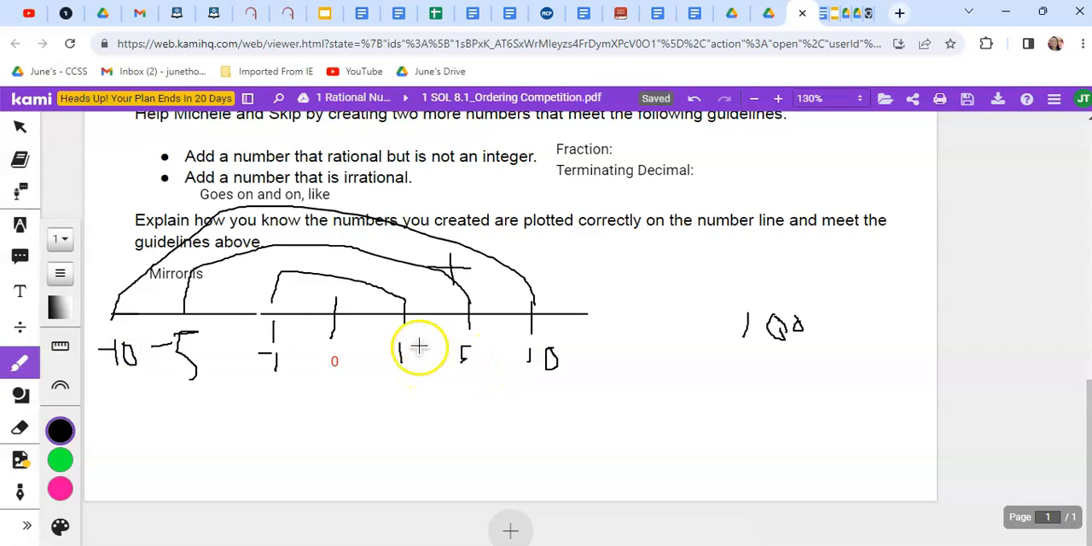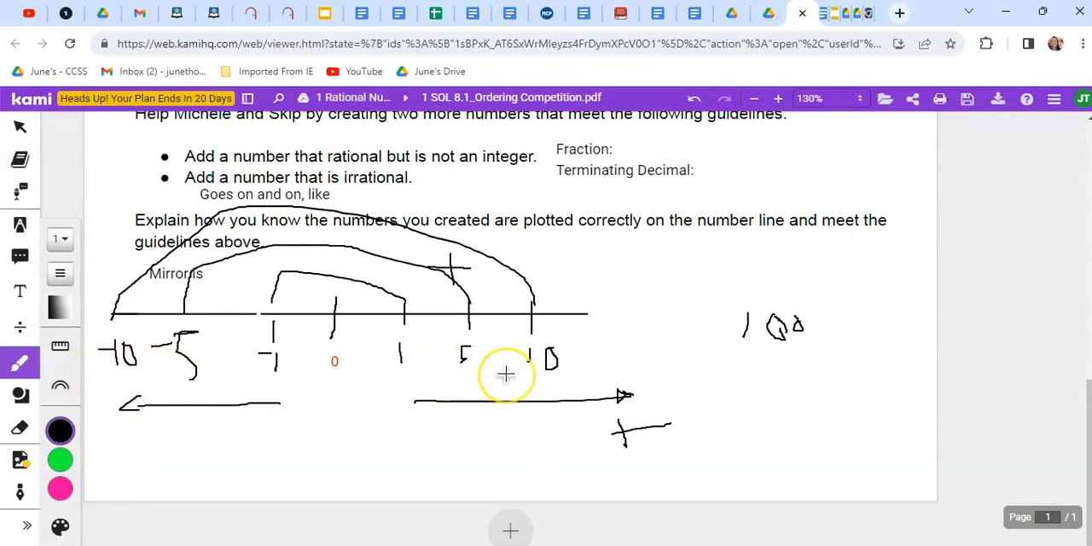Listen, on this side, it gets bigger as we go this way. As we go in that direction, it gets bigger. 5 is bigger than 1. But on this side of 0, when we go this way, it gets smaller. So on the positive side, 5 is greater than 1. It's the opposite on the negative side. -5 is smaller than -1 because it's getting smaller as you go this way.